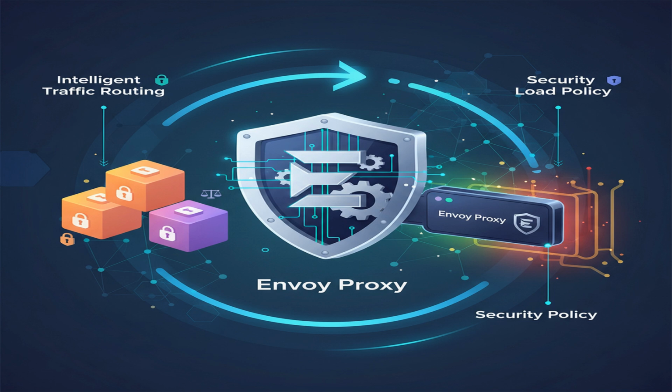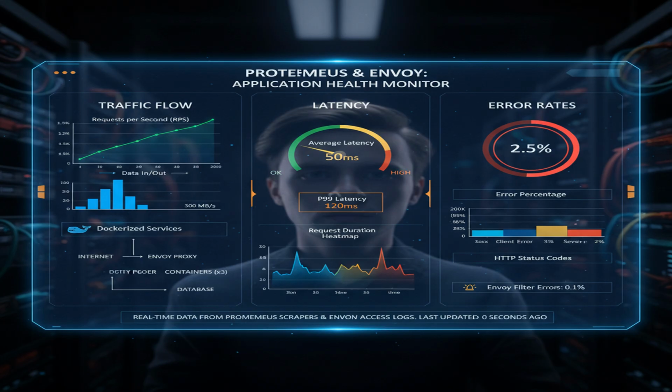Let's discuss infrastructure and observability within Docker, focusing on Envoy proxy for enhanced control and visibility. Envoy acts as a service mesh proxy, managing traffic between Docker containers. Its dynamic configuration and rich observability features are invaluable in distributed environments. I'll explain how Envoy works.